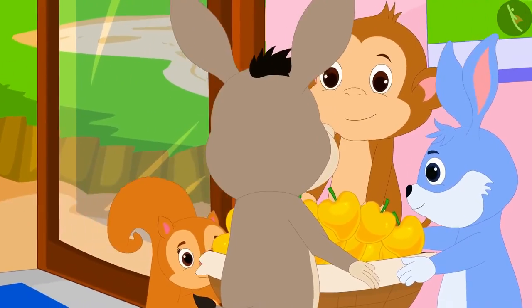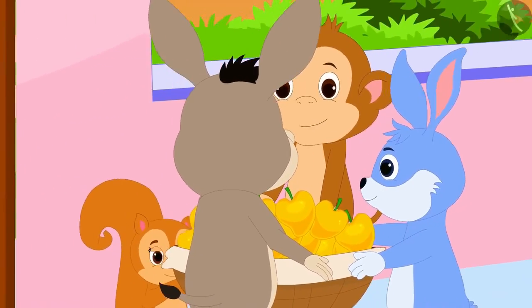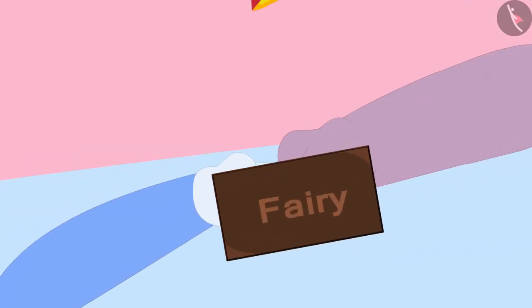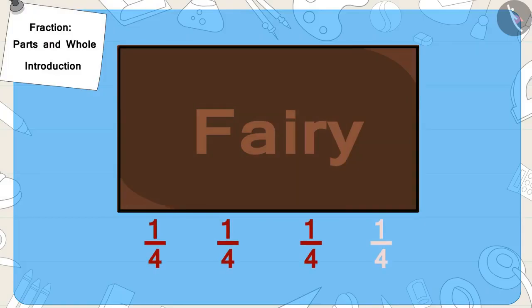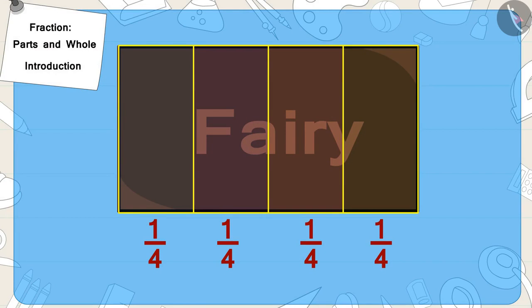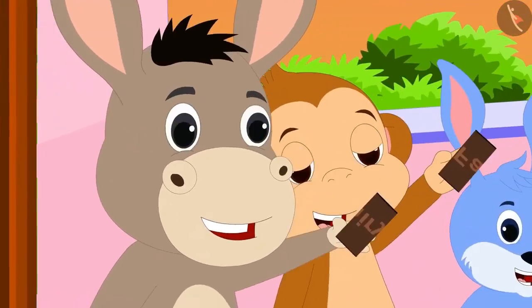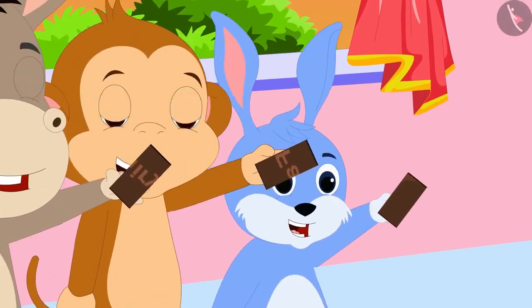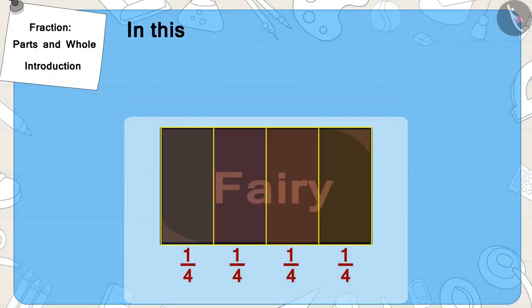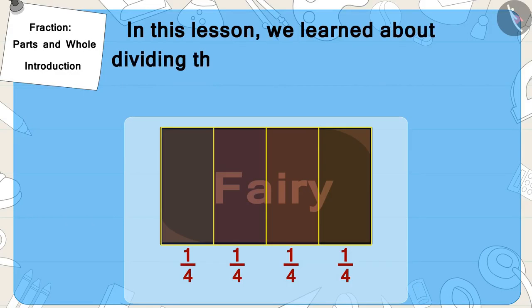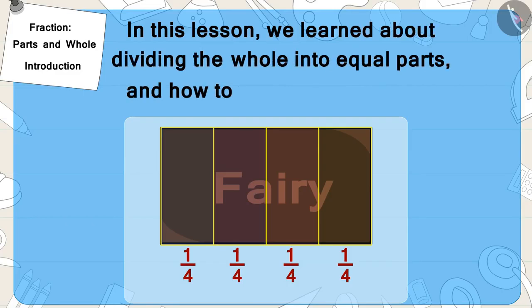Finally, the 4 of them reached Appu's house with the mango basket. Appu gave Bunny such a chocolate. He divided the chocolates into 4 equal parts, as found in the answer by you, and gave each of them 1 part of it. Children, in this lesson, we learned about dividing the whole into equal parts and how to write it as a fraction.